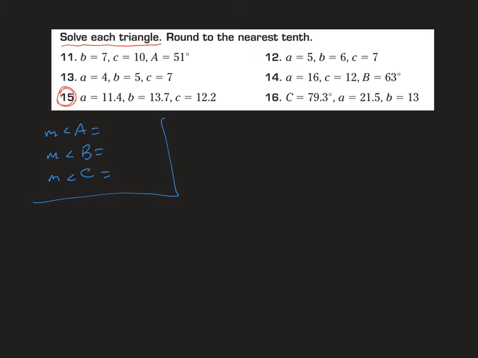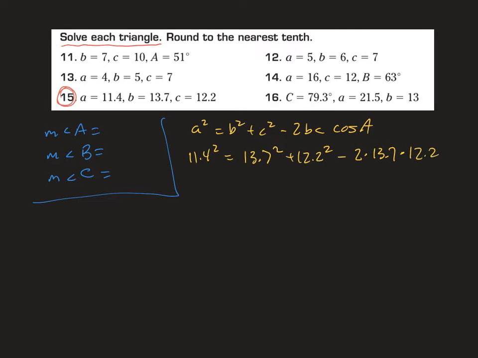We want to use the formula a squared equals b squared plus c squared minus 2bc cosine A. That's the version of the law of cosines that we're going to use. For us, that means 11.4 squared equals 13.7 squared plus 12.2 squared minus 2 times 13.7 times 12.2 times the cosine of A. And we're trying to solve for angle A.